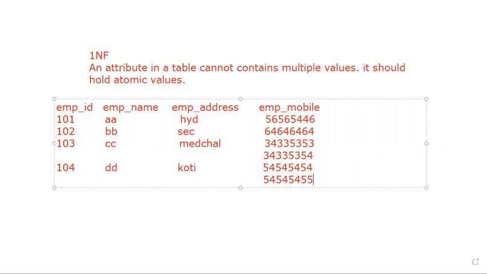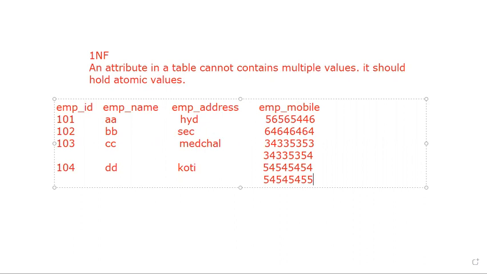When you see this table, you can understand that there are 4 attributes in the table and 3 attributes have atomic values, meaning different single values. And 1 attribute, EMP mobile, has 2 values. Whenever you see the EMP mobile attribute, it sometimes contains 2 values in an attribute, meaning 2 mobile numbers for a person. So here 103 has 2 mobile numbers and 104 also has 2 mobile numbers. This will not be allowed in the first normal form. So in first normal form, you have to remove these multiple values which are occurring here.